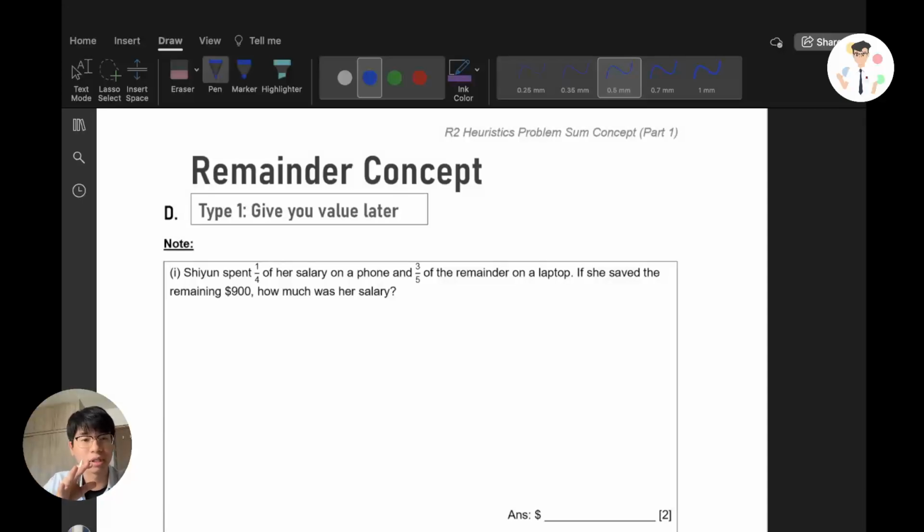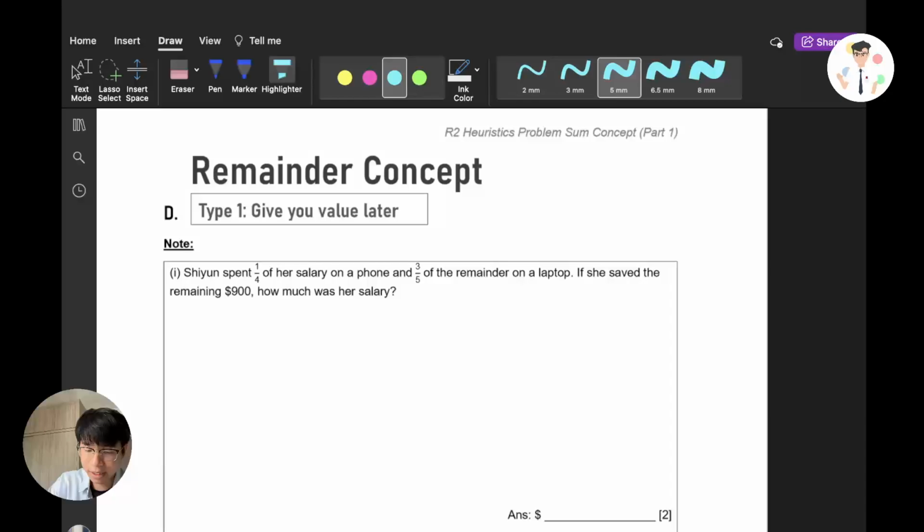But the first version is something that you must know, it is basic, and the second version is actually built based on the first concept. It will be slightly more challenging, but as long as you practice enough, you will be able to do it. Okay, now let's look at the first example here.